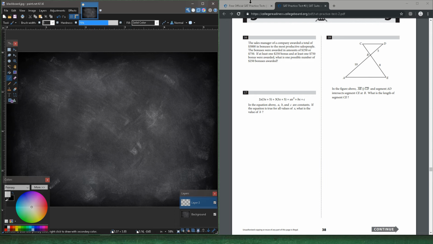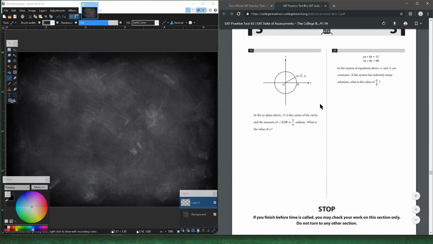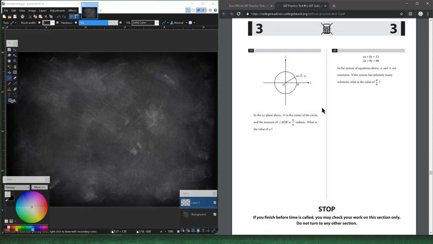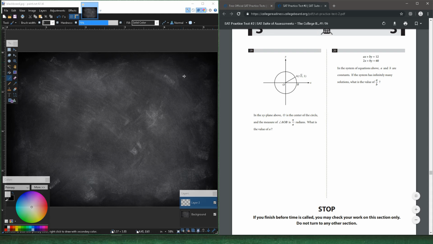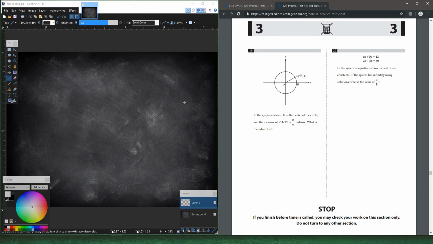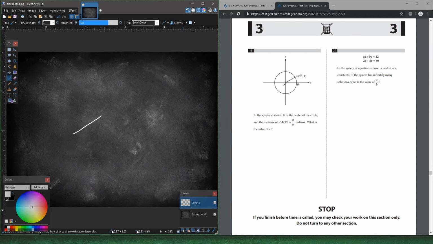Okay, number 19. In the xy plane above, O is the center of the circle, and the measure of angle AOB is pi over a radians. What's the value of a? First we want to understand that O is the origin, since it's centered at the point, and it looks like it goes to the origin, then it goes to the point square root 3, 1. So I really don't care what the circle says, but I want to care what the triangle says.